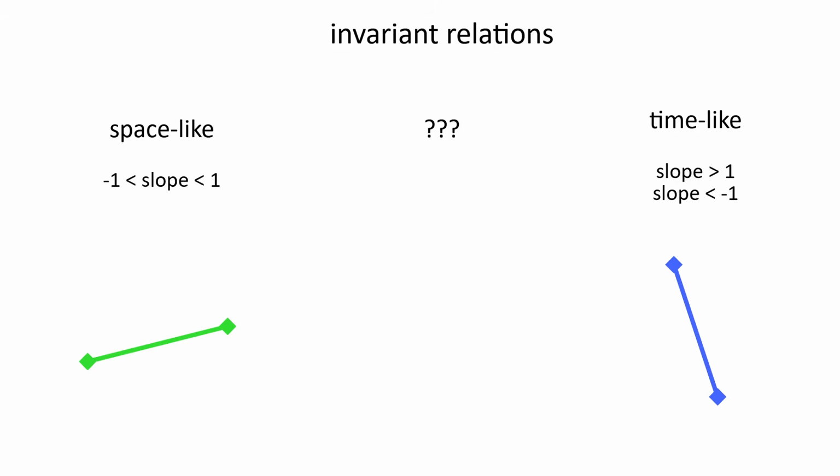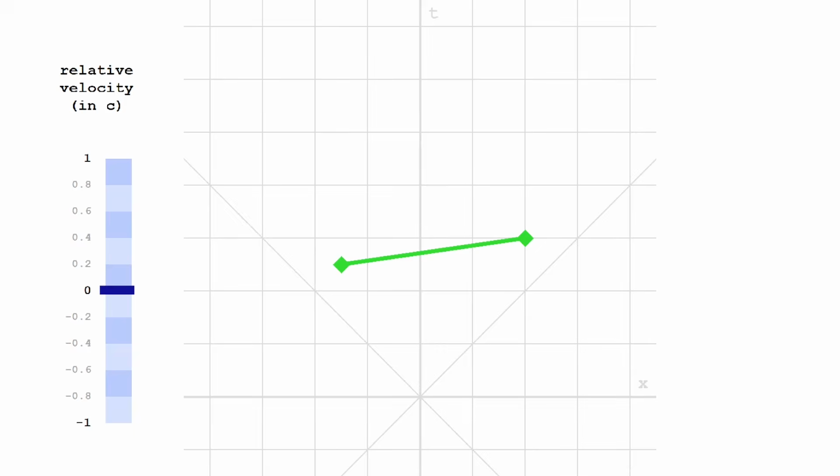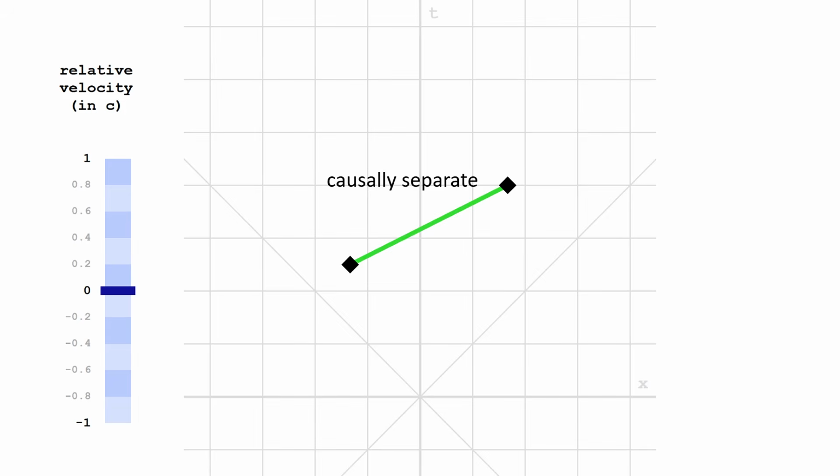If the slope is less than 1 and more than -1, the relation is space-like. They'll always remain space-like, meaning they won't switch positions, but they can happen in a different order depending on the reference frame. This doesn't violate causality because it's impossible for one event to cause or influence the other. To see why that's the case, we'll look at the third possibility.